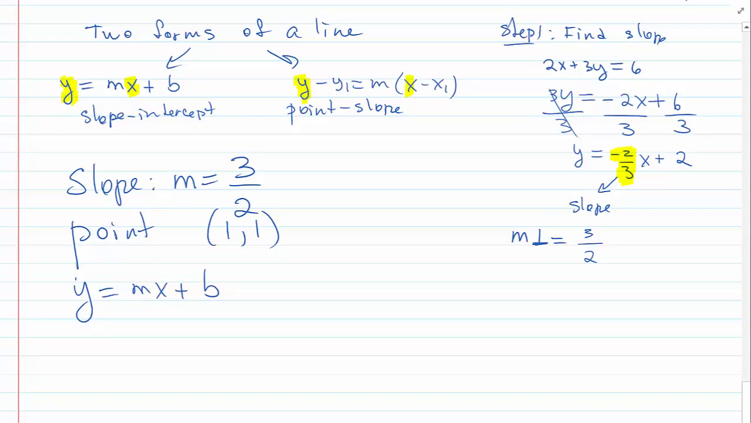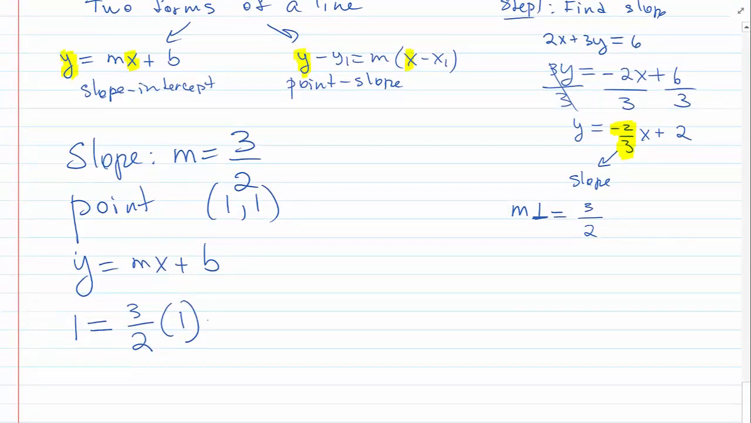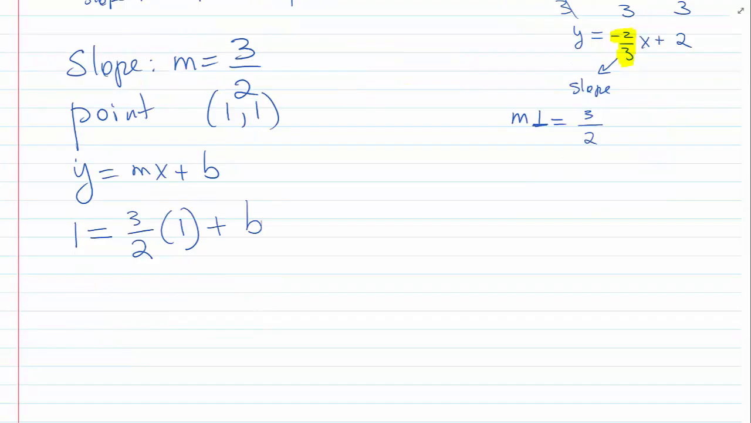1 for y, then equals 3 over 2. Wait, where am I going to write the 1? That's 1, right? mx, so times 1, and then plus b. And that's what we're looking for. So we substituted the x, the y, and the m, and now we need to get b. A little bit of arithmetic here: it's 3/2 plus b.